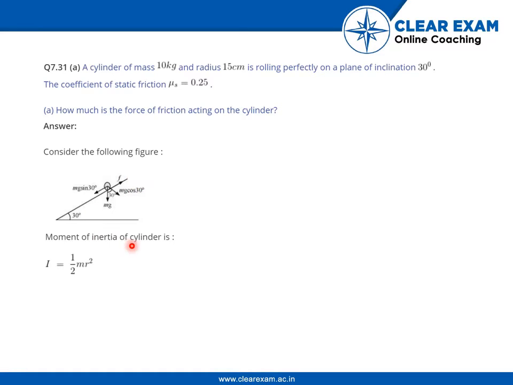Now moment of inertia of a cylinder is half mr square. Thus the acceleration is given by mg sin theta divided by m plus half mr square divided by r square, which is eventually becoming 3.27 meter per second square.